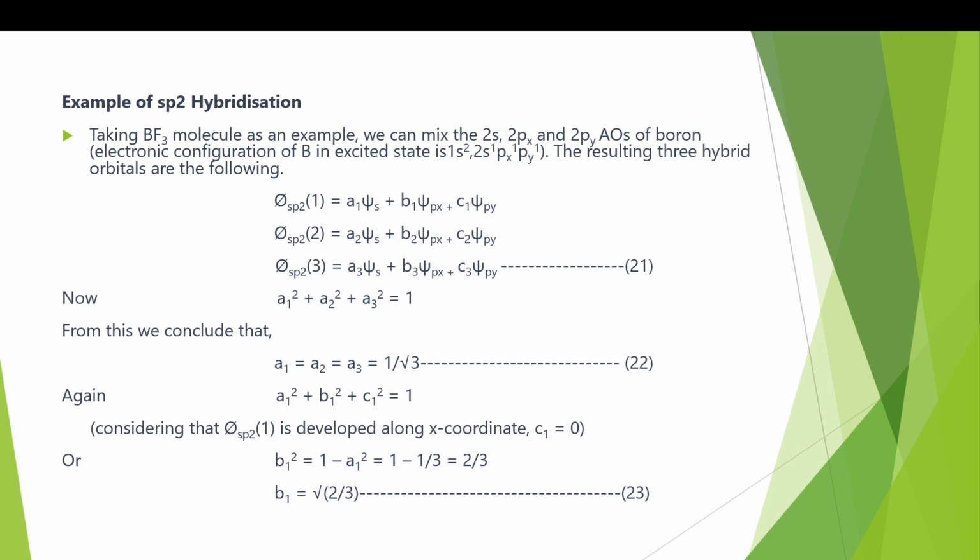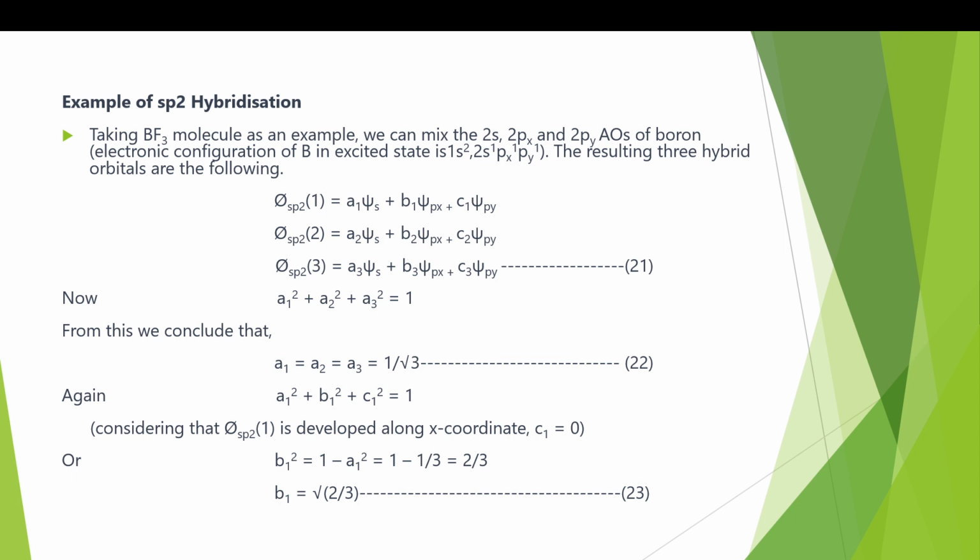Let us now take up the example of sp2 hybridization. For example, in BF3, the linear equation for the three hybrid orbitals are written as equation number 21, showing the contributions of s orbital, px orbital, and py orbital. We have ignored pz. Applying the first assumption, a1 square plus a2 square plus a3 square equal to 1, it means a1 equal to a2 equal to a3 equal to 1 over under root 3.